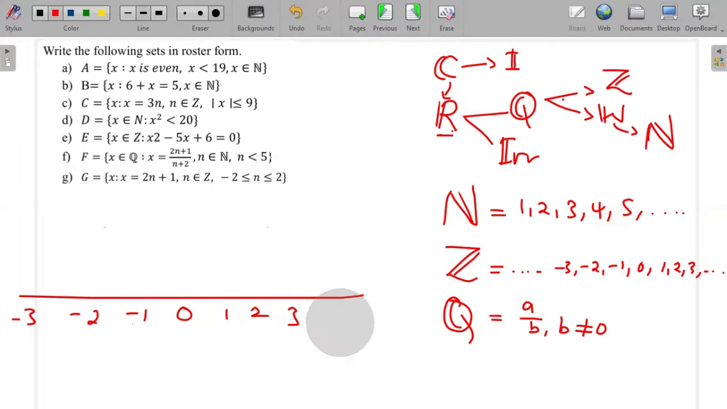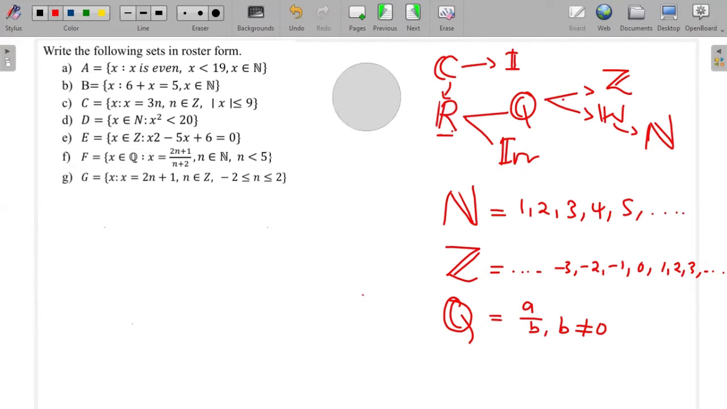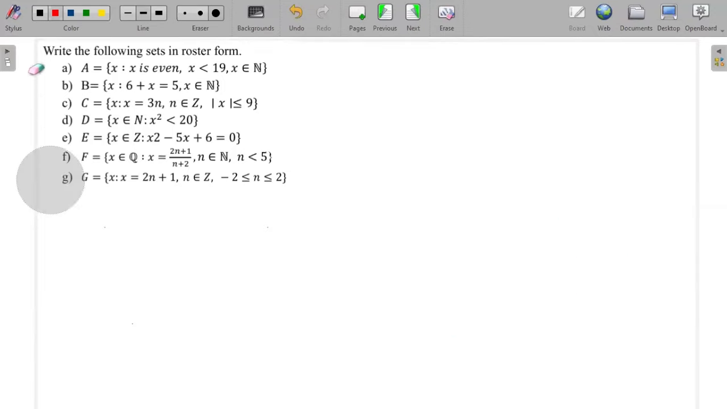All right, so now let's look at the first question. If you have any questions, please ask. Here the first question says, write the following sets in roster form. Roster form, we said, is listing form, right? So now look at the set that they've given me. They've said set A is a set of all x such that x is even.